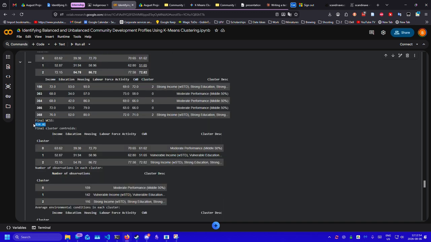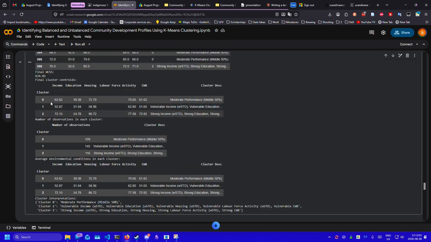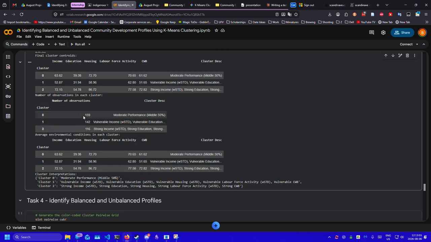So you can see our final weighted cluster score, which is the same as what KLVO predicted, or at least very close. We have the number of observations in each cluster. It's fairly even, but the strong cluster is the smallest, which is what you expect from a kind of well-being indicator like this.